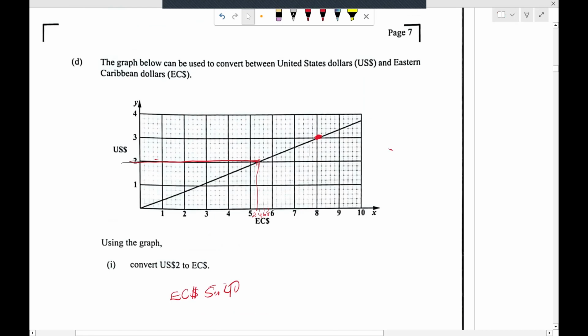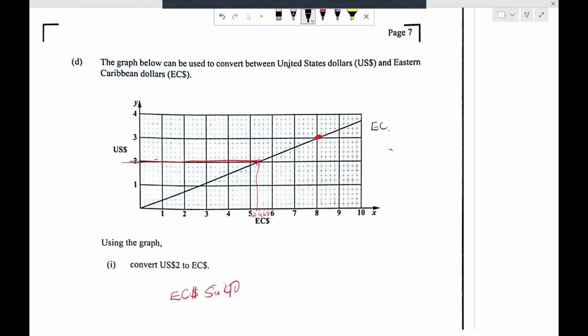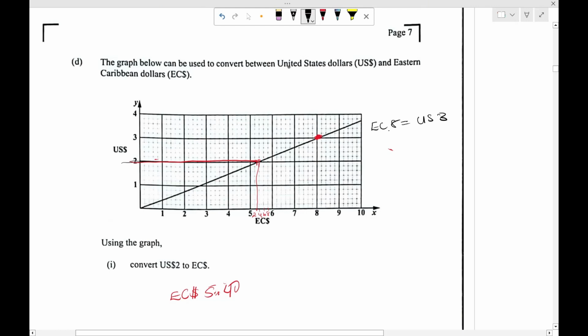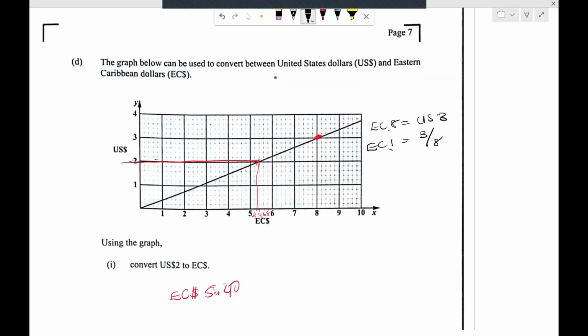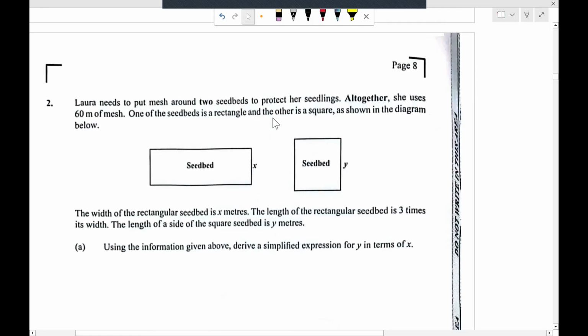So I'm going to do the working right here. EC 8 is equal to US 3. We see that from the graph. So how much would 1 EC be? 1 EC is going to be 3 US over 8, we divide. The question asks us for 70 EC, so 70 EC is going to be 3 over 8 multiplied by 70. We go in our calculator. That is 26.25 US. Don't forget to put your US. Let's zoom back out.